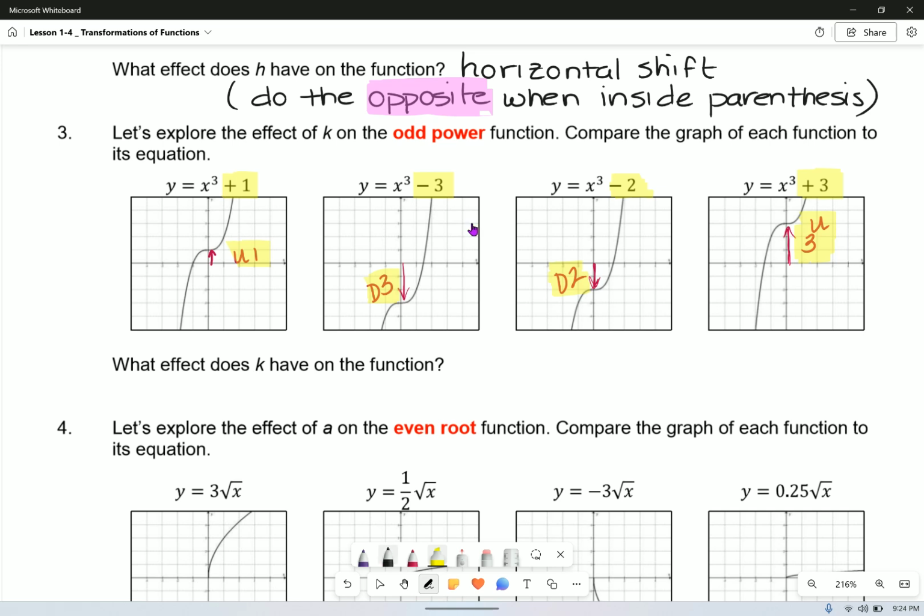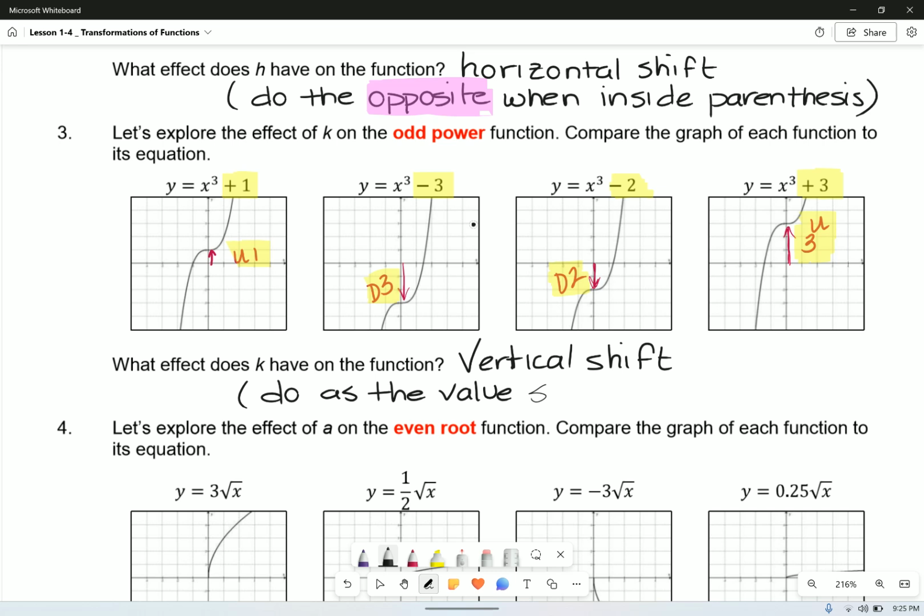So what effect does K have on the function? It is going to give us the vertical shift, or the translation of the graph. And in this particular situation, do as the value says. Okay. I'm saying this very much in layman's terms, of course. So do exactly what the value says.